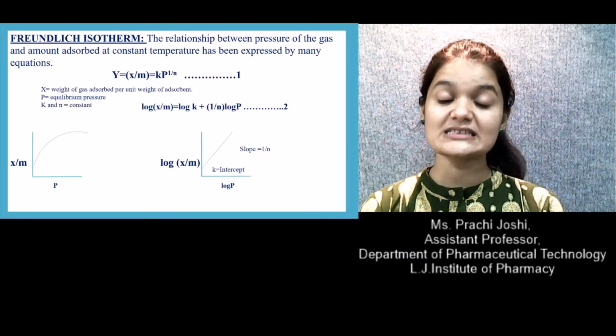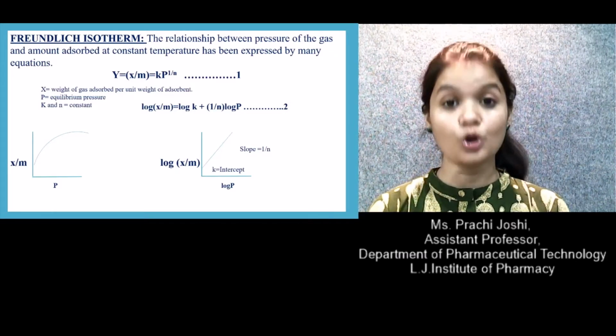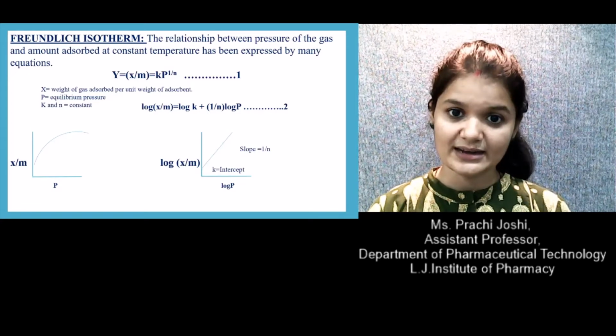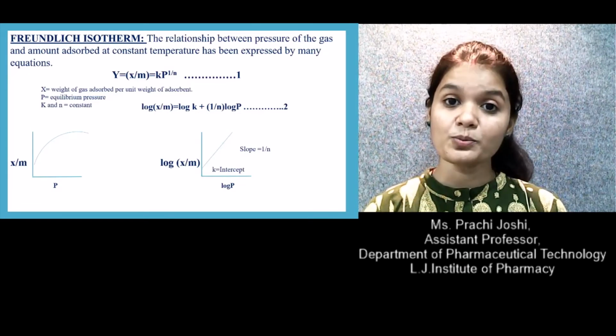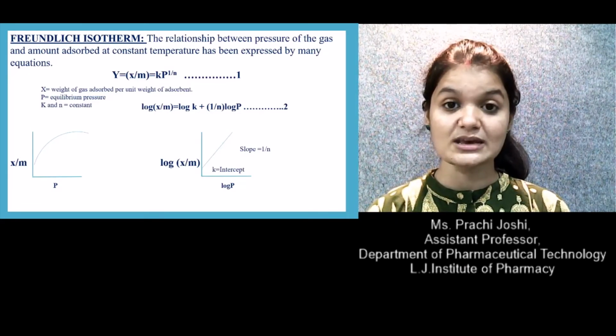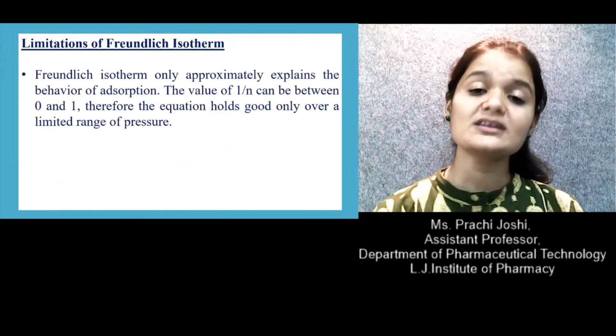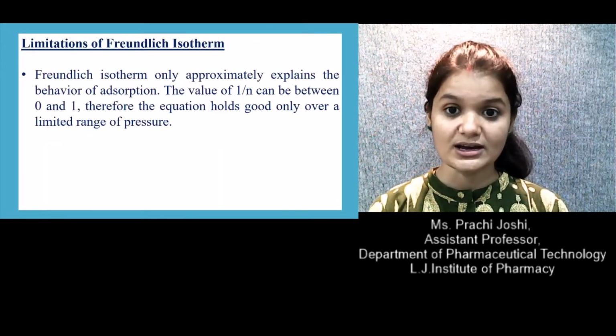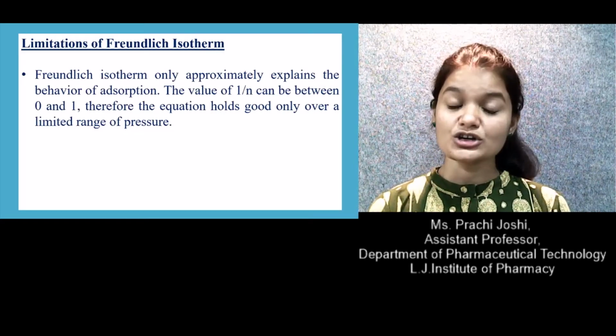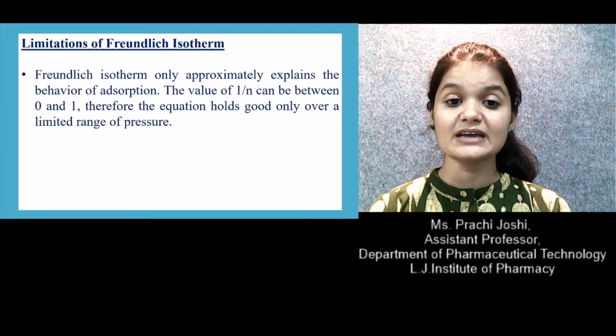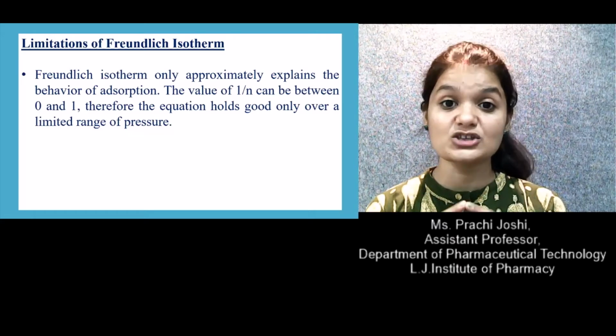As you can see in the second graph, we have taken the log to get a straight line equation. The slope will indicate the amount of gas adsorbed on the surface. Now, there is a limitation of the Freundlich isotherm: according to Freundlich, it only approximately explains the behavior of adsorption.